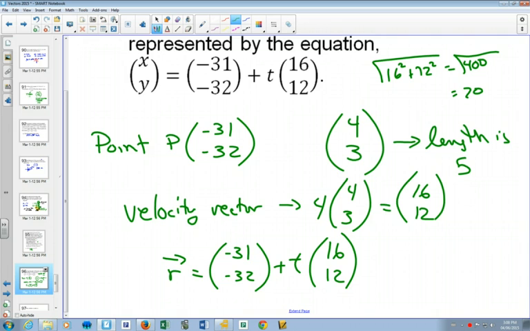So here, we took the stuff that we were given. We knew that it was going in this direction, (4, 3). We knew its speed was 20, so we knew we had to multiply it by 4. And we came up with (16, 12), rather than starting with (16, 12) and showing that it worked.